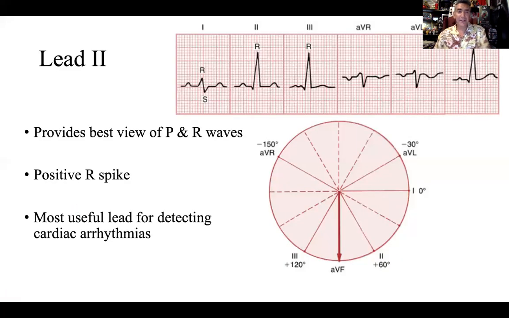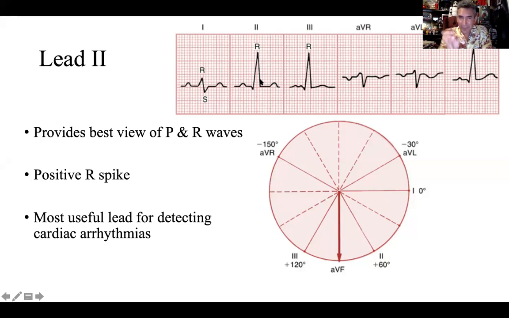So again, looking at lead 2. Lead 2 is our standard view. It's our angle that goes in that trajectory, so it provides the best view of the P waves and the R waves. At a given time, lead 2 gives us that very typical P, Q, R, S, T wave. That's what we would see on lead 2.